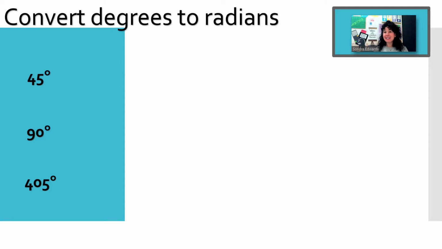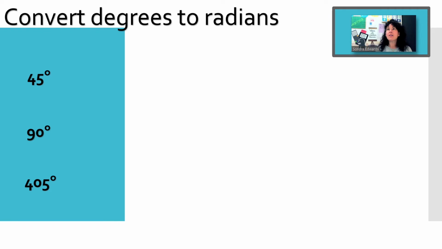Hello, I am Mrs. Edwards, and today we're going to do a variety of things, starting with converting degrees to radians and then radians back to degrees. We're going to graph a few angles and then ultimately use coterminal angles to evaluate trig functions at really big or really small angle measures. So let's get to it here.